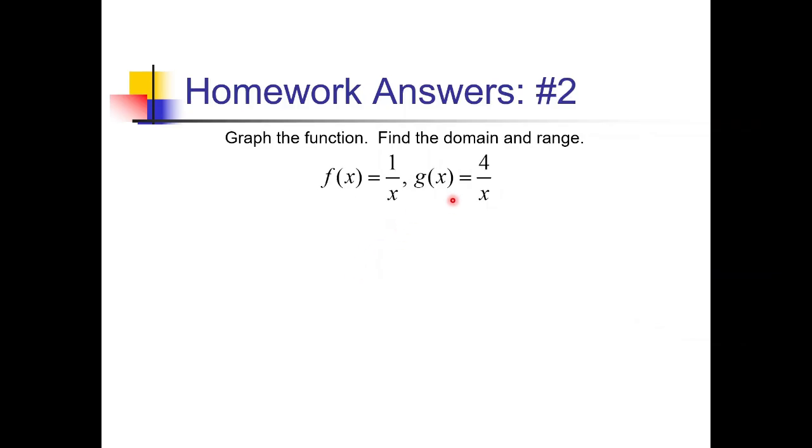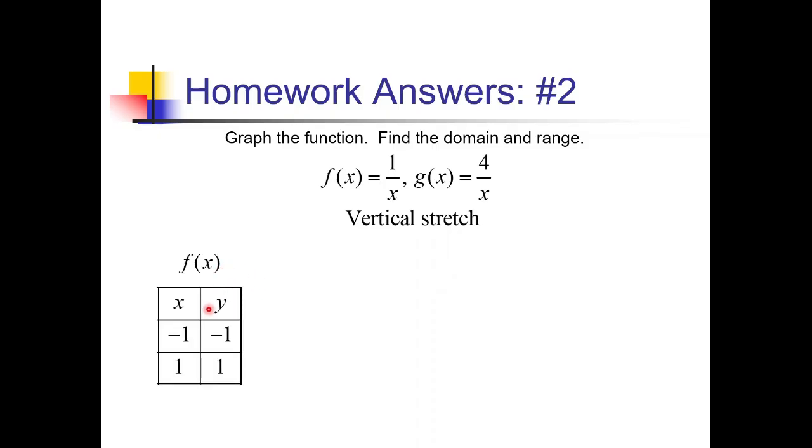For this problem, to graph the transformation, all that's going on in this one is we have a 4 up here in the numerator, so that's going to be 4 times the function basically, so a vertical stretch of 4. Our parent function, we've got -1, -1, and 1, 1 for our 2 points.